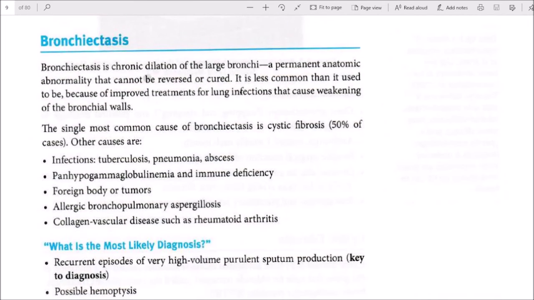Bronchiectasis. Bronchiectasis is chronic dilation of the large bronchi, a permanent anatomic abnormality that can't be reversed or cured. It is less common than it used to be because of treatment for lung infections that cause weakening of the bronchial walls. The single most common cause of bronchiectasis is cystic fibrosis, 50% of cases. Other causes are infections, tuberculosis, pneumonia, abscess, hypogammaglobulinemia, immune deficiency, foreign body or tumor, allergic bronchopulmonary aspergillosis, and vascular disease such as rheumatoid arthritis.